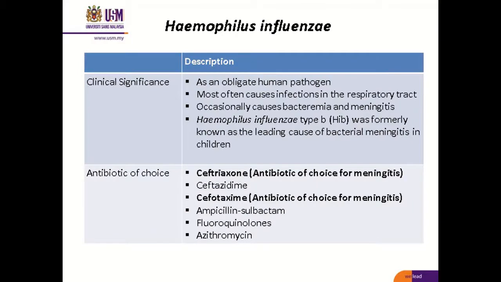Clinical significance: it is an obligate human pathogen, most often causes infections in the respiratory tract, and occasionally causes bacteremia and meningitis. Haemophilus influenzae type B was formerly known as the leading cause of bacterial meningitis in children. The antibiotic of choice is ceftriaxone, especially for meningitis, and cefotaxime, also for meningitis. You can also use ceftazidime, ampicillin sulbactam, fluoroquinolones, or azithromycin.